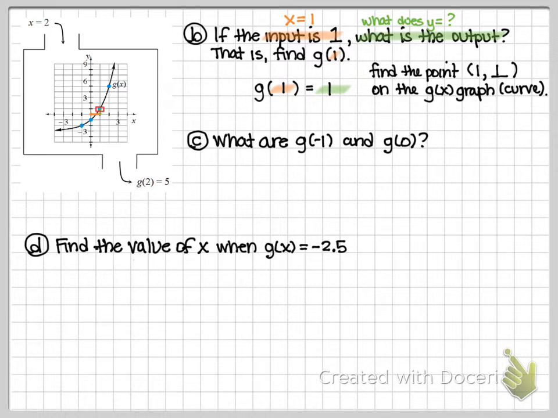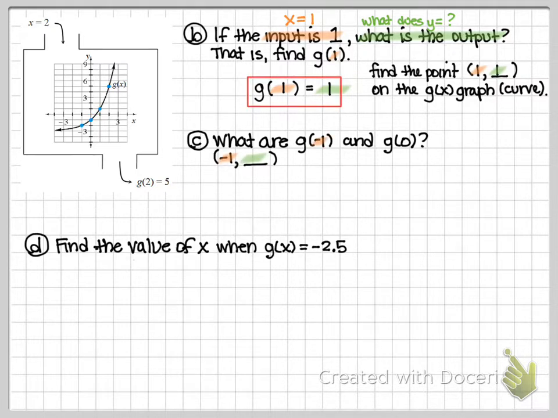So just to verify, 1 comma 1 should be on the graph, which it is. That's the little red box that we've got there. Okay, what I'd like you to do is complete part C, just the first one. So g of -1. I want you to direct chat me your answer.